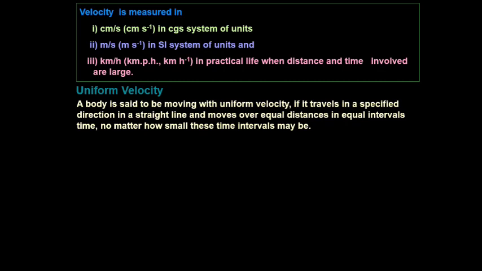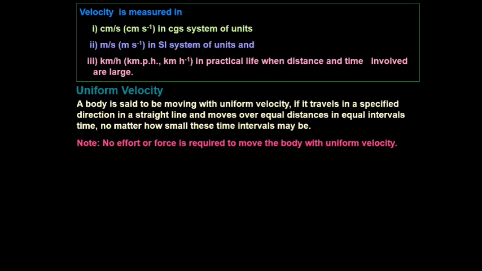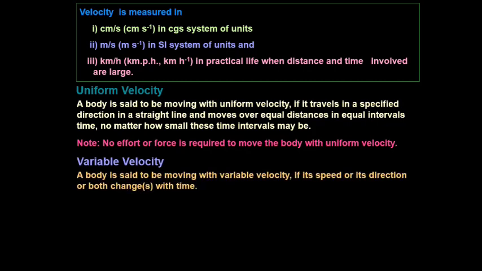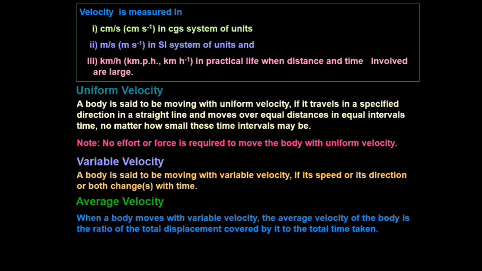Uniform velocity, where body is said to be moving in uniform velocity, which travels specific direction in a straight line and moves over equal distance in equal interval of times, no matter how small this time interval may be. No effort or force is required to move the body with uniform velocity. So when effort or a force is given, the velocity changes, and that is called an accelerated motion. Then variable velocity, a body is said to be moving with variable velocity if its speed or its direction or both changes with time.